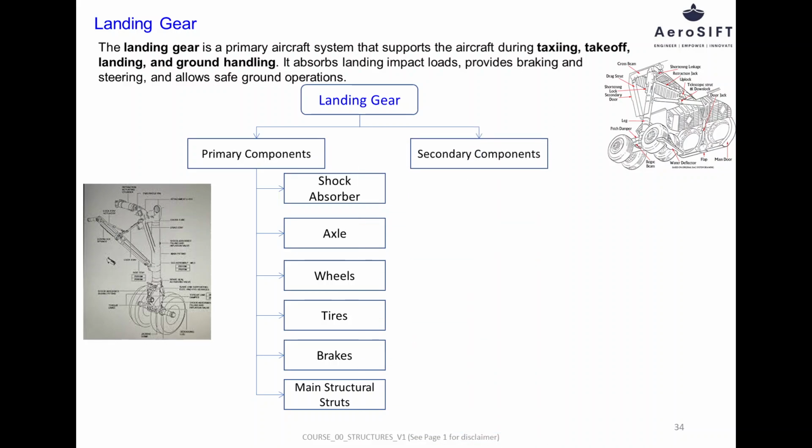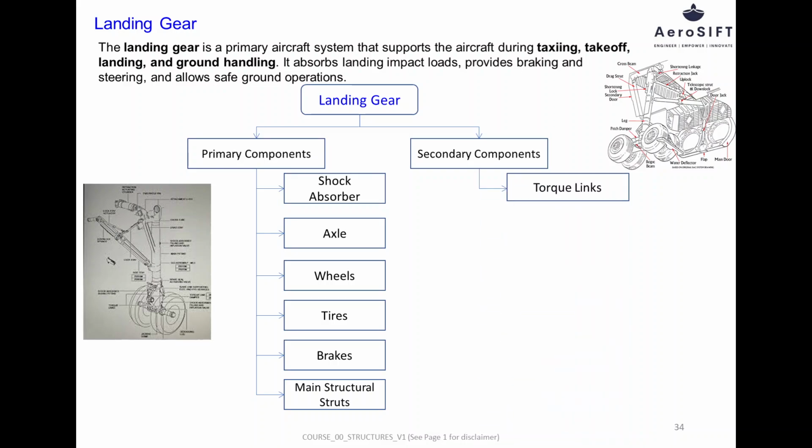Secondary components of landing gear. Secondary components of the landing gear support operation, control, and functionality, but do not carry the main landing impact loads. Failure of these components does not immediately cause structural collapse, although it may affect ground handling or operational safety. These components are designed primarily for movement control, alignment, and system integration.